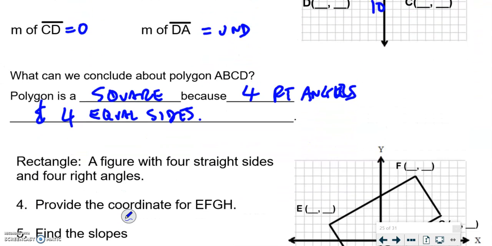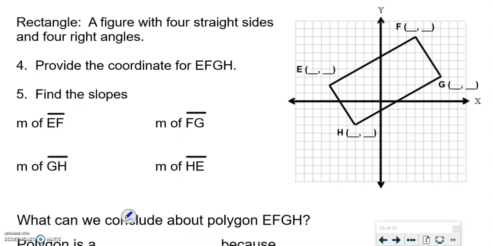And now we're going to take a look at rectangle. At rectangle, the only requirement is that it has 4 right angles. Okay? And the 4 sides are straight, and it has 4 right angles. So we're going to go ahead and look at the slope of these items. We can go ahead and figure out EF. Okay? So let's count it.